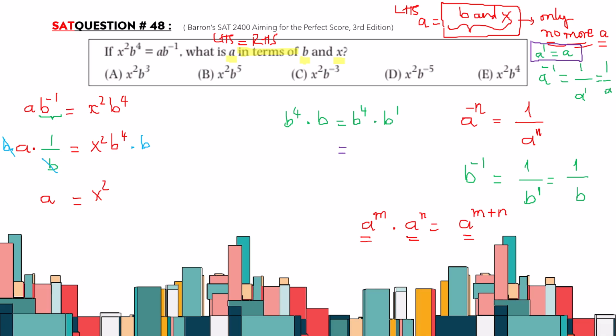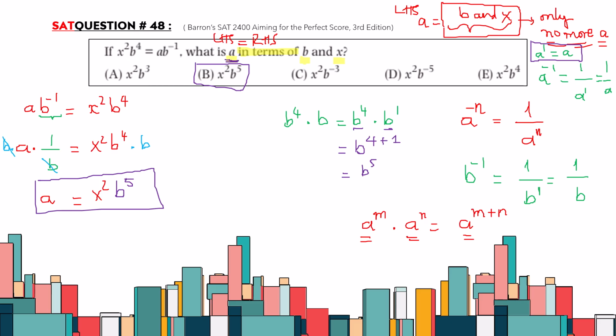Now we can apply the formula. They have the same base b, so we add the first power and the second power. That equals b to the power of 5. Now this is the answer. You see that? On the left hand side is a, that's what they're asking, and in terms of x and b on the right hand side, no more a. So x squared times b to the power of 5. B is the right answer.